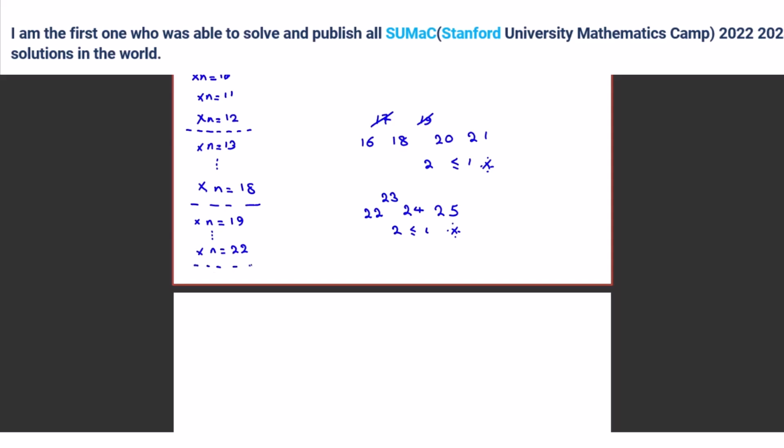Now let's consider 23. For 23, try to find the first part that we have a problem. 57, 60, 62.